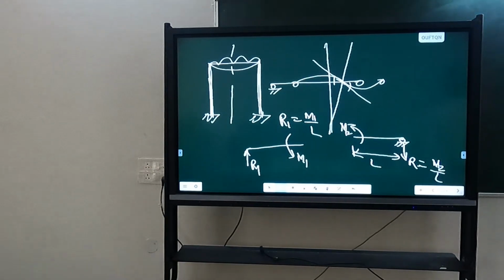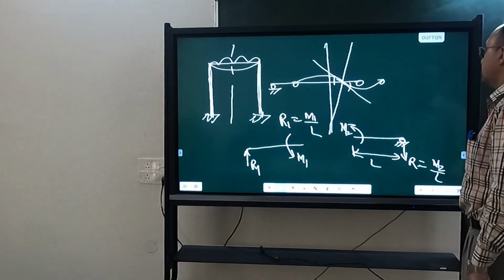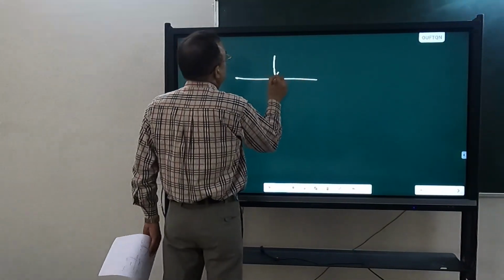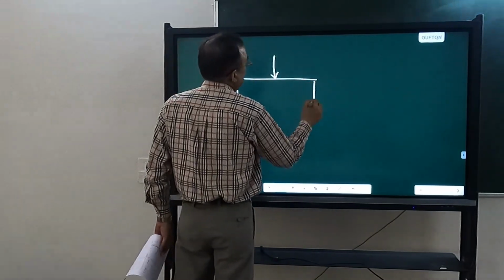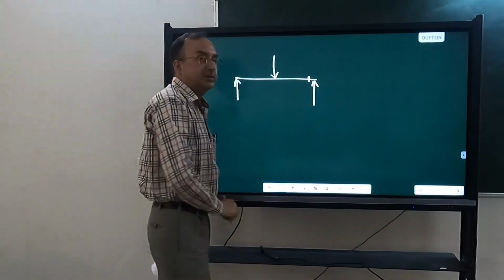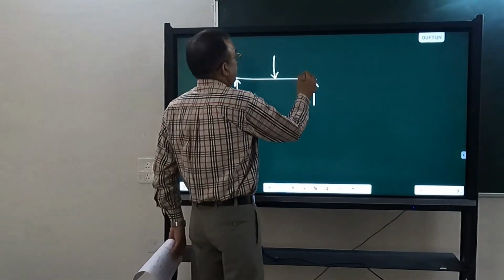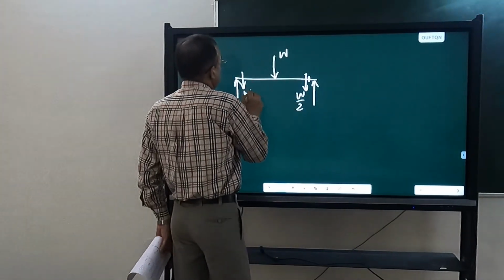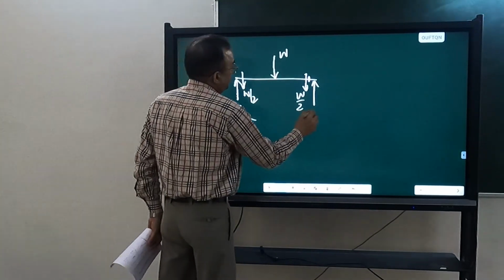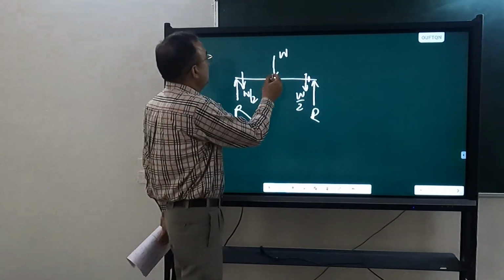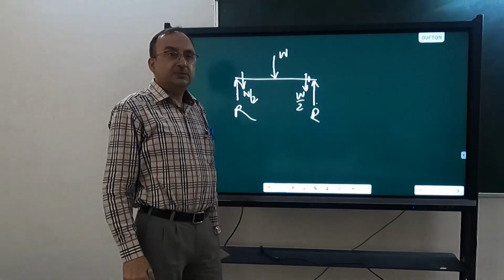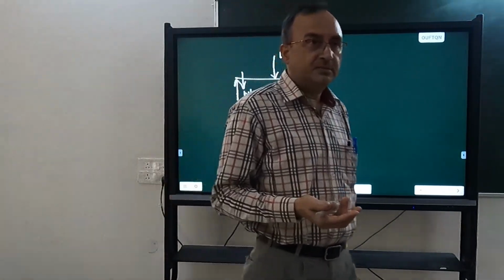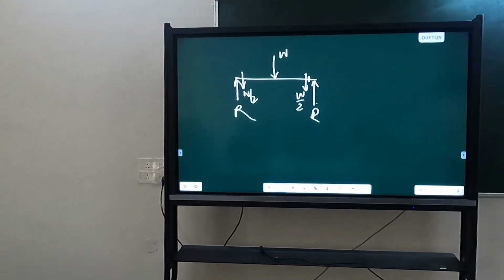Why not? How does the reaction develop? Let's take a simple question. What is the internal force here in the beam? This reaction, which is W by 2. So from here to here, how are you getting the reaction? Through internal forces only. Otherwise, how will this force jump from here to here? So why do you have this misconception that internal forces will not have reaction? Reactions will develop because of internal forces only.